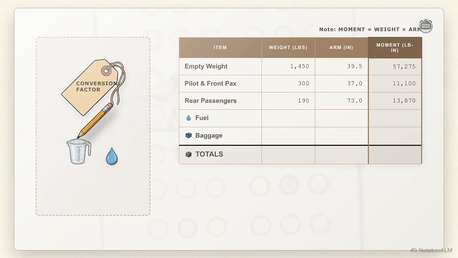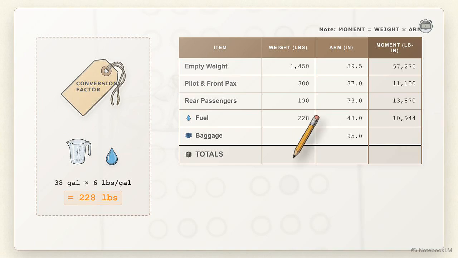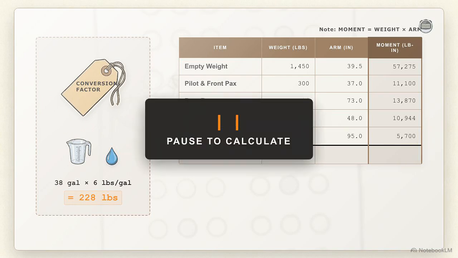The FAA will often test your attention to detail by giving you fuel volume in gallons instead of weight in pounds. You have to apply the conversion factor. 38 gallons of Avgas multiplied by 6 pounds per gallon gives us 228 pounds of fuel. We plot that 228 pounds into the table at arm 48 to find our fuel moment of 10,944. Finally, we place 60 pounds of baggage at arm 95, adding a moment of 5,700.